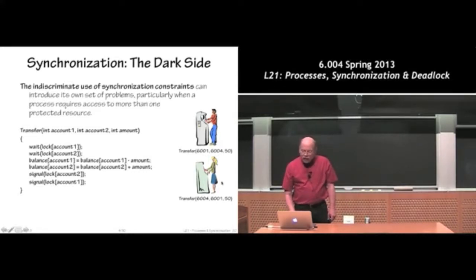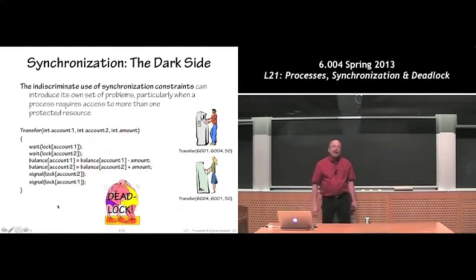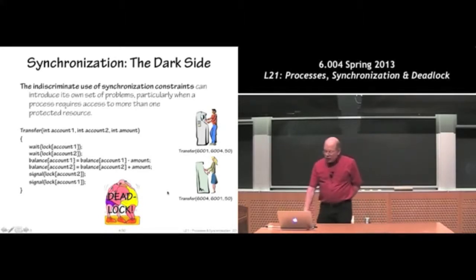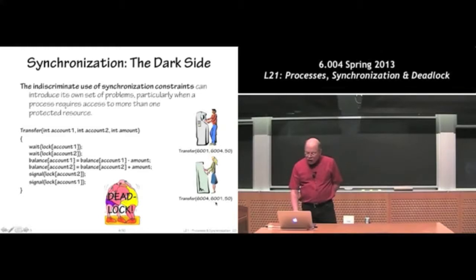You go up to the teller machines and you run this code. You can see they're very careful locking the accounts and everything. So this has a problem called deadlock. What is the problem? See if you can think through what the problem is. Think of each person coming up and running the code. Notice the order of the arguments is different.